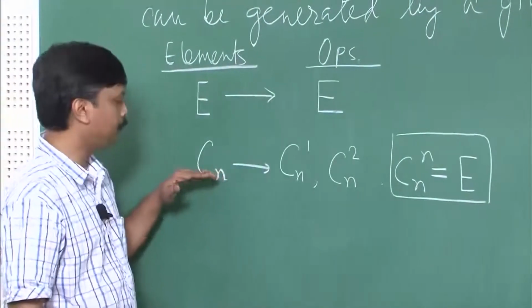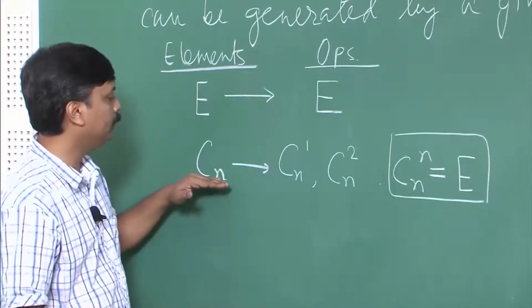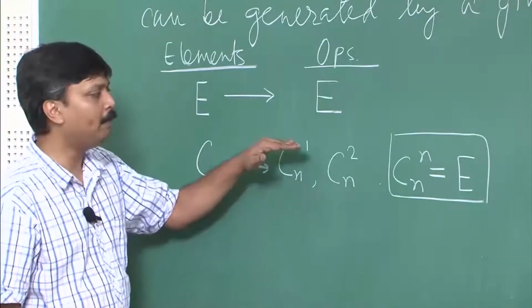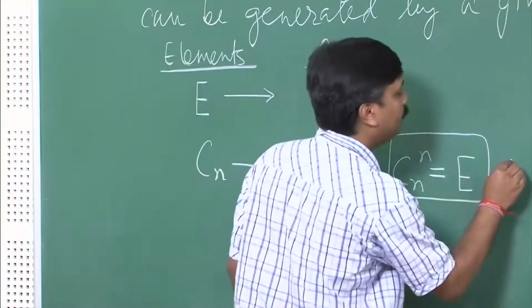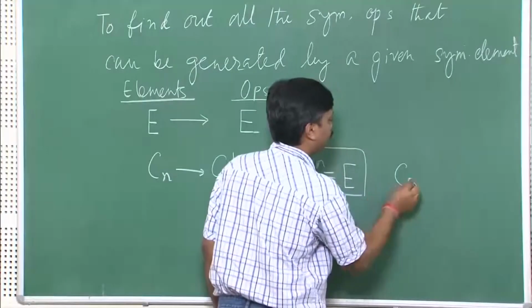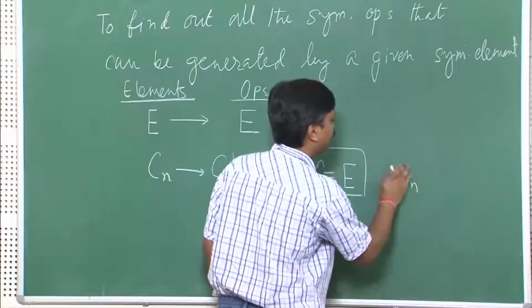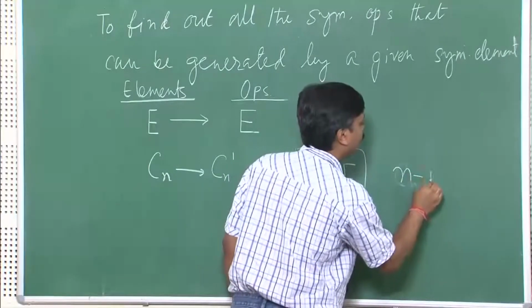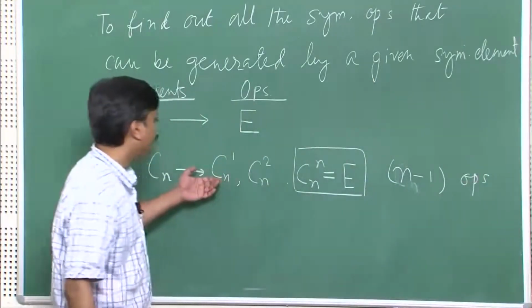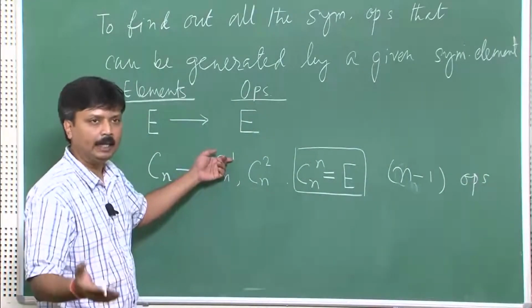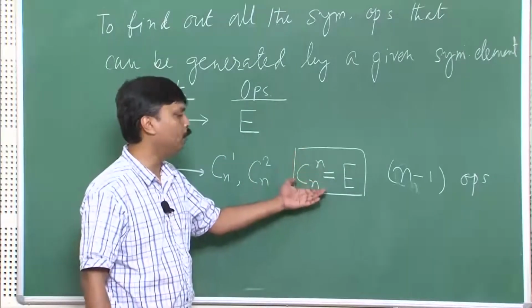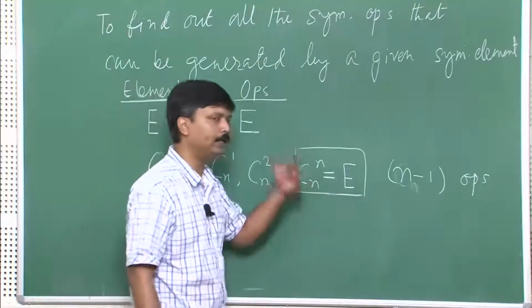So in that sense, what we mean is for a Cn symmetry element, I can generate Cn^(n-1). So the total number is, you can generate n minus 1 operations, right, starting from Cn1, which is normally written as Cn, to Cn^(n-1). You do not have to go to Cn^n because it gives you the identity operation.